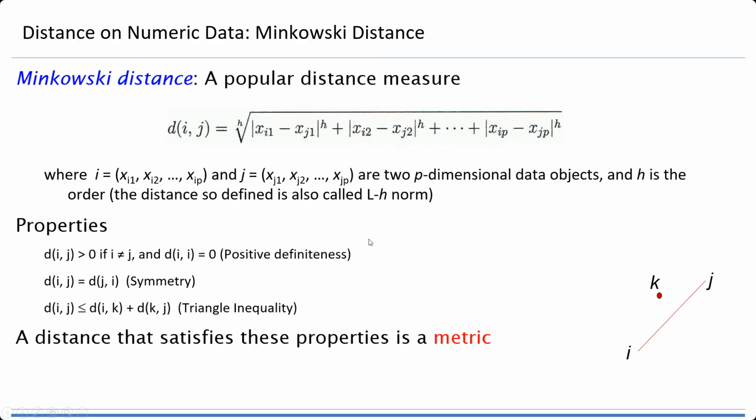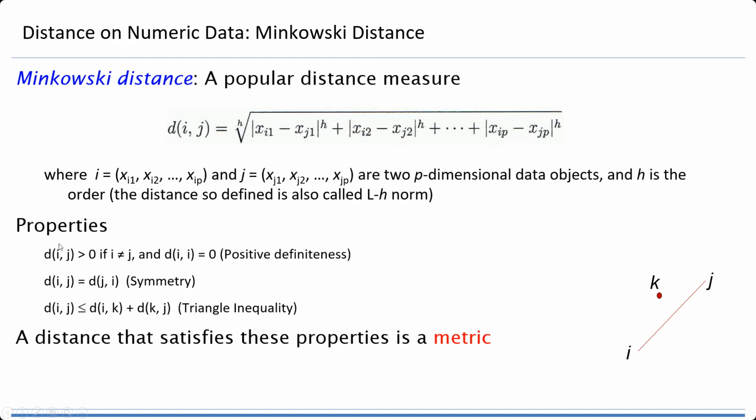So the Minkowski distance is a popular distance measure, and this is the general formula. We want to know the Dij. I means one data object and J is another data object, and we want to subtract the data: xi1 minus xj1, and then we have the h. So h is the order, or we call this the Lh norm.